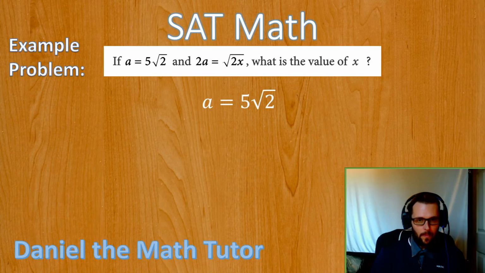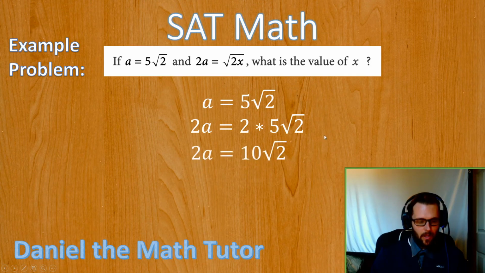So let's do that. The left-hand side of the second equation is 2a. So let's take 2a and substitute in the 5 root 2. So now we have 2 times 5 root 2. Following order of operations, this produces root 2 times the product of 2 and 5, which is 10. So basically 2a equals 10 times root 2.